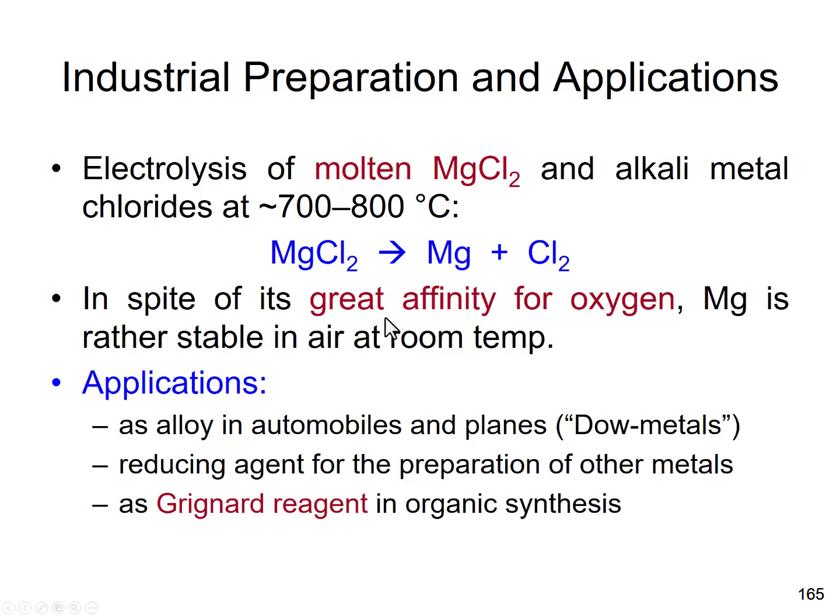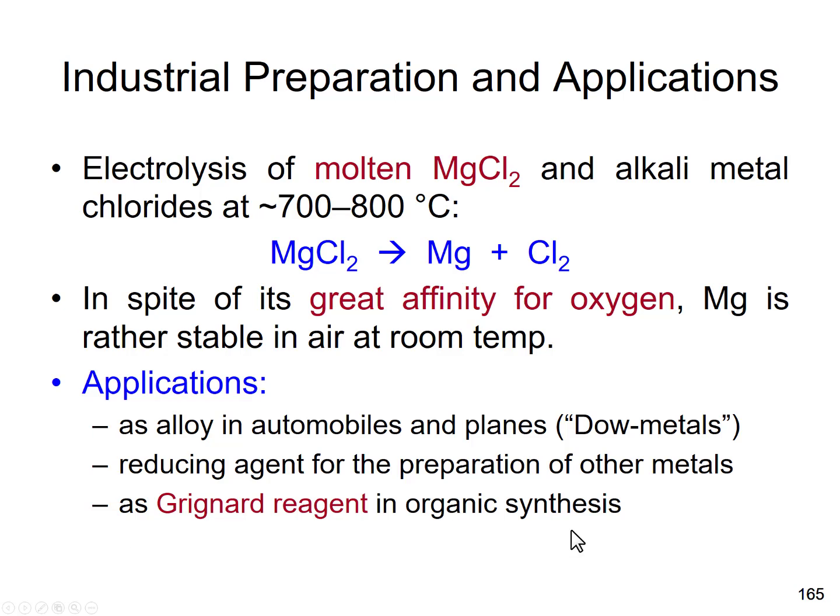In spite of its great affinity for oxygen, magnesium is rather stable in air at room temperature. It is applied as an alloy in automobiles and planes due to its very light weight, and these are known as Dow metals. It is used as a reducing agent for the preparation of other metals, and in the lab it is often used as a Grignard reagent in organic synthesis.